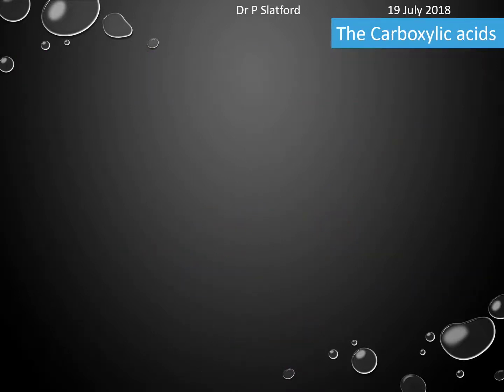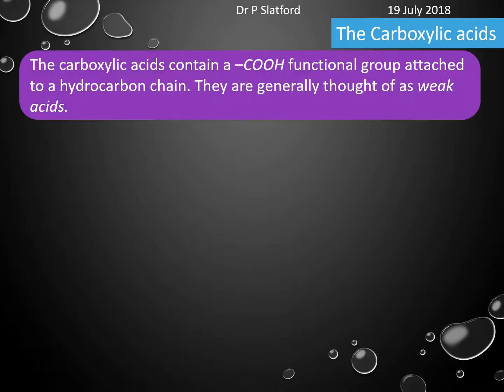We then get on to the carboxylic acids. And the carboxylic acids contain a COOH functional group, or a COO group, which is attached to a hydrocarbon chain. And generally, they are thought of as being weak acids.